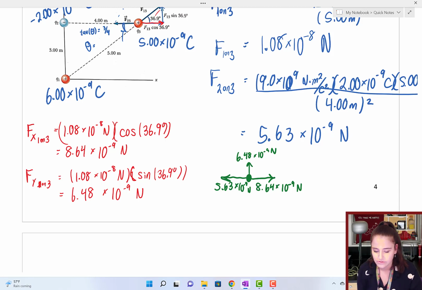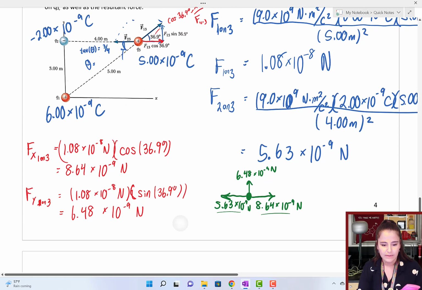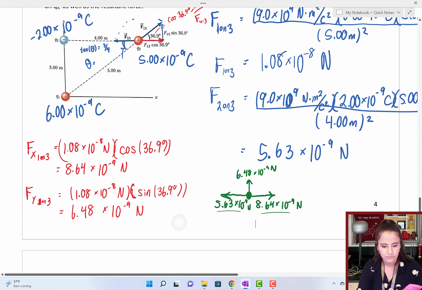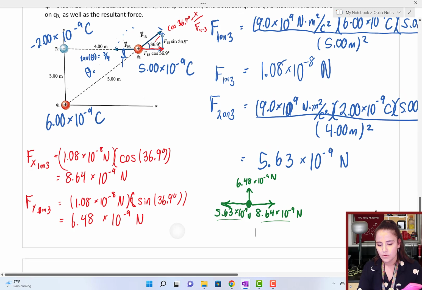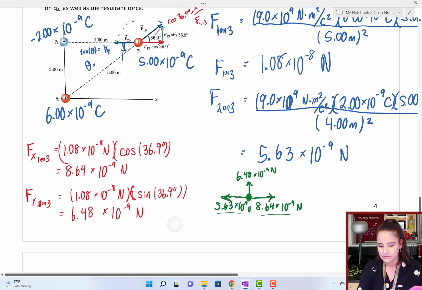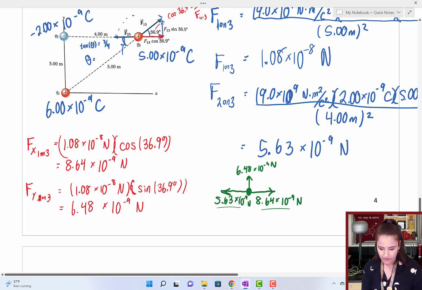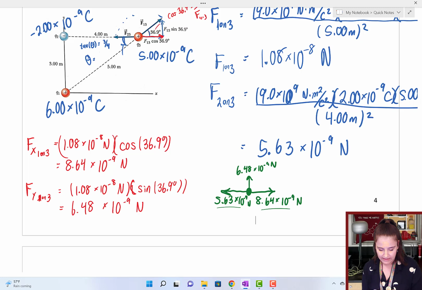In order to get the resultant force, first I'm going to combine the horizontal components, and then set up a new triangle with that. They're in opposite directions. I know this one is bigger, the x component of the force of 1 on 3, which makes sense. The force of 2 on 3 is a lot smaller because it's a much smaller charge. So we're going to subtract that: 8.64 times 10 to the negative 9 minus 5.63 times 10 to the negative 9, and we get 3.01 times 10 to the negative 9. Since this force is bigger, it's going to be in that direction.